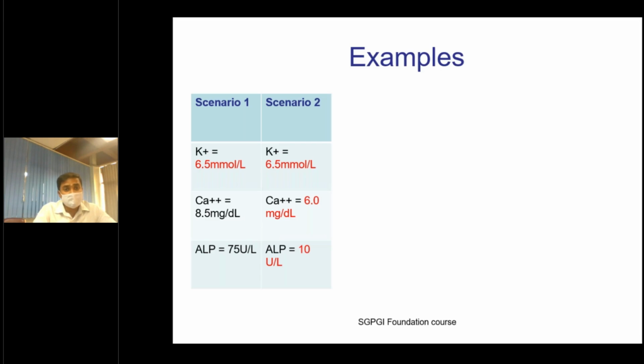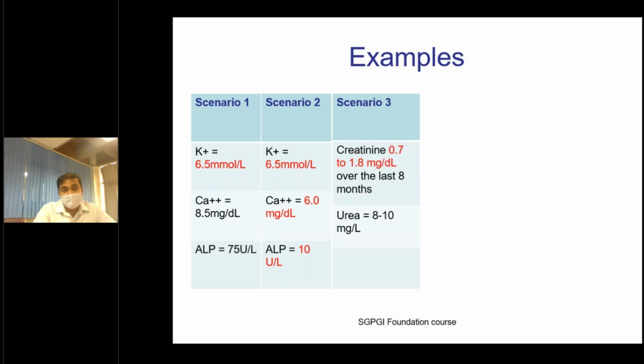Scenario two: the same patient has come up with hyperkalemia, hypocalcemia, and almost undetectable levels of alkaline phosphatase. This can also happen in your clinical practice. Or the same patient has come for a follow-up. In the first follow-up, you have noticed that the creatinine has increased, almost doubled, while the urea has remained the same.